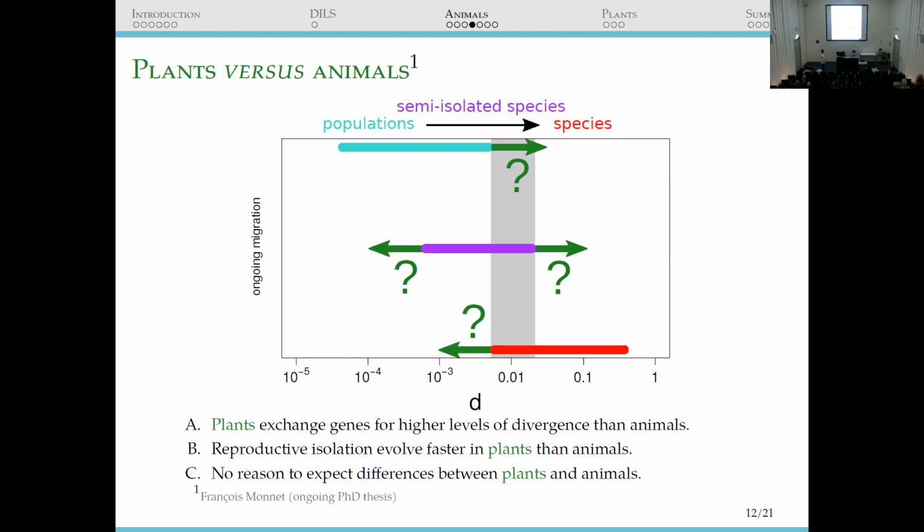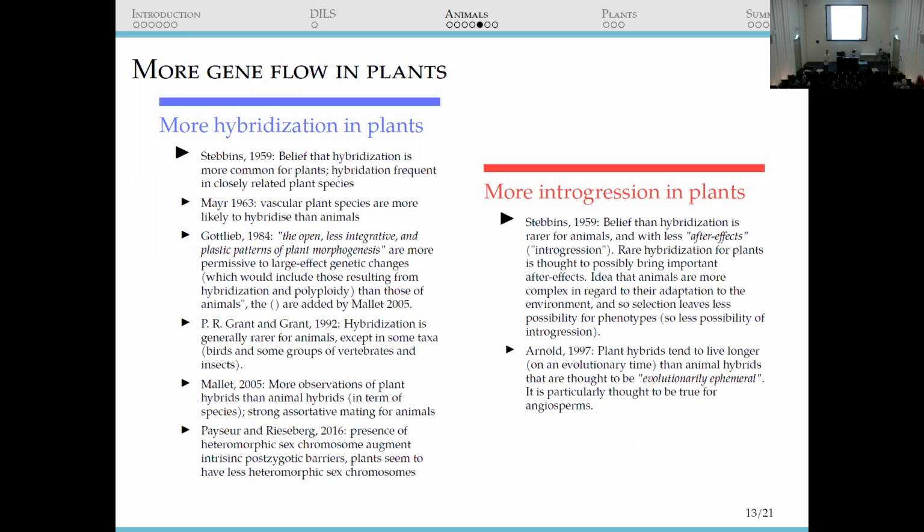Here, different hypotheses. I show you some a priori that you can read in the literature. So the a priori is that we can expect more gene flow in plants. Okay, you have a large body of literature on that with no data, etc. Just to say that, okay, plants are plastic. If they are plastic, they can share everything. Or plants are immobile. They cannot escape. They have no choice but to produce some hybrids, etc. So a large body of literature says, okay, we expect more hybridization in plants. Still some articles explain that maybe you can expect more introgression in plants, whatever.